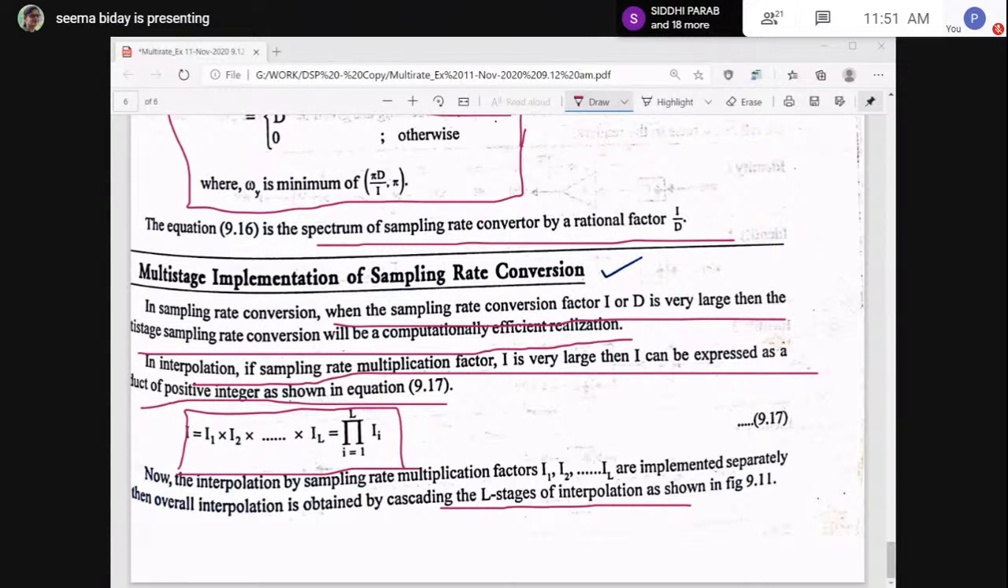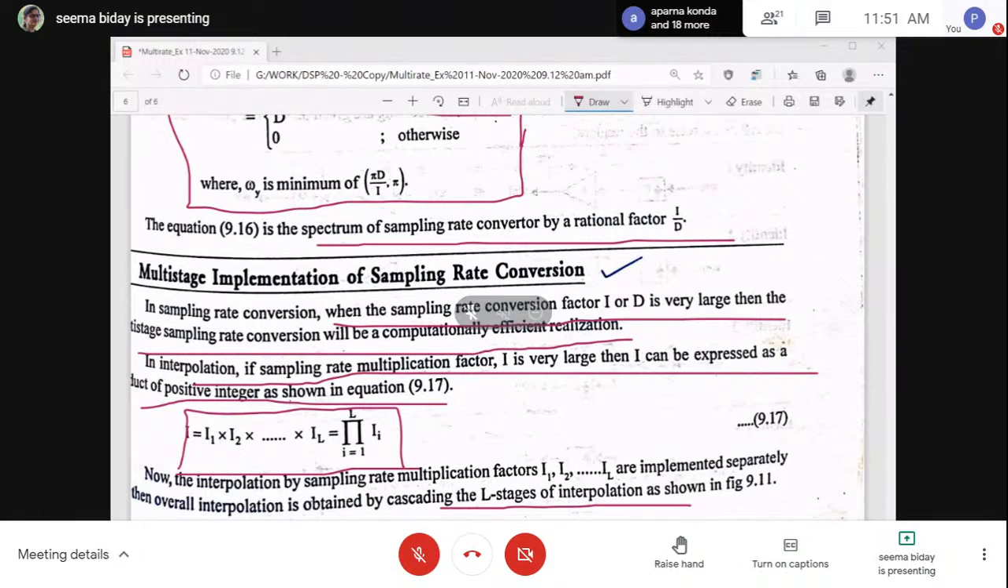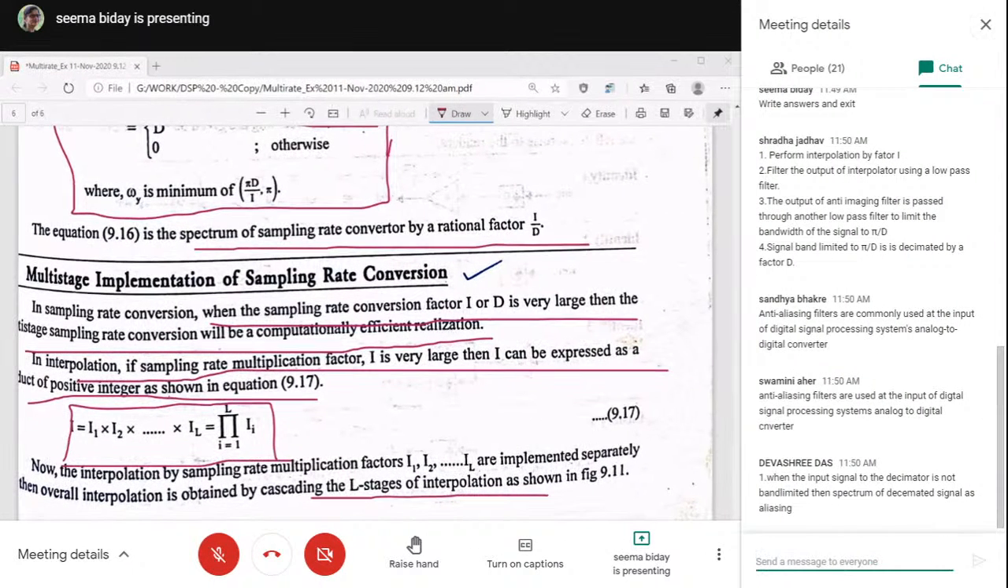Okay, Devashri, right. Yes. Answer all the 4 questions and then you can exit.